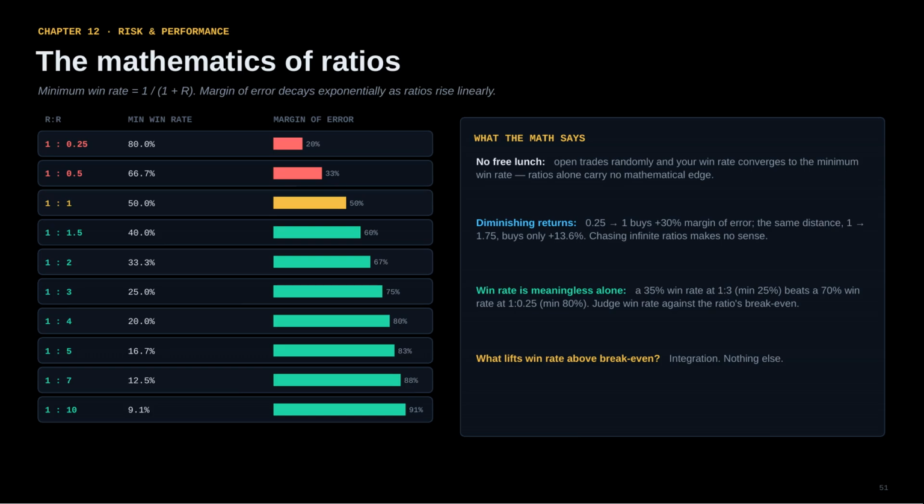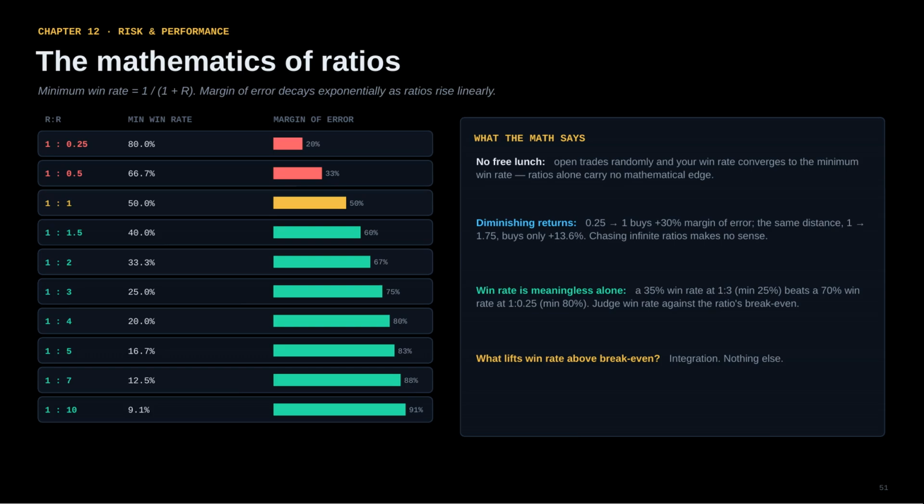Open trades randomly, and your win rate converges to the minimum. Unfavorable ratios naturally produce high win rates, favorable ratios low ones. Ratios alone carry zero edge. Second, diminishing returns. As ratios increase linearly, the gain in margin of error decays exponentially.